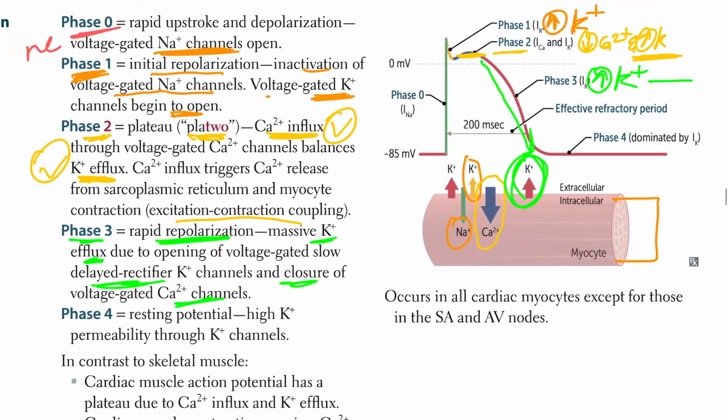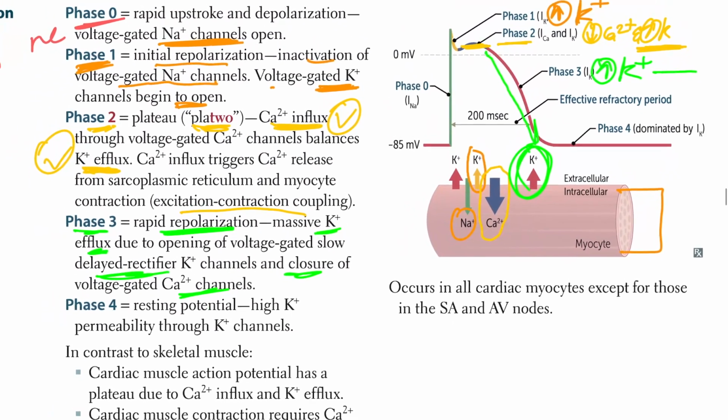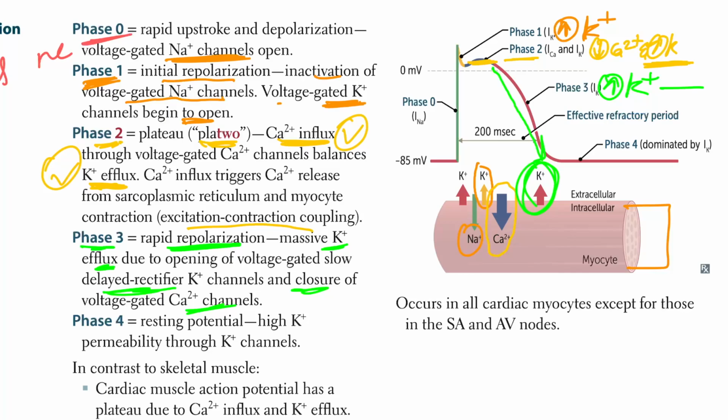And that's phase three. Now let's look at phase four. We will for sure overview it once we are done with the minute details here. So phase four, let's change color here. Phase four is the resting potential, in which there is a high potassium permeability through your potassium channels.